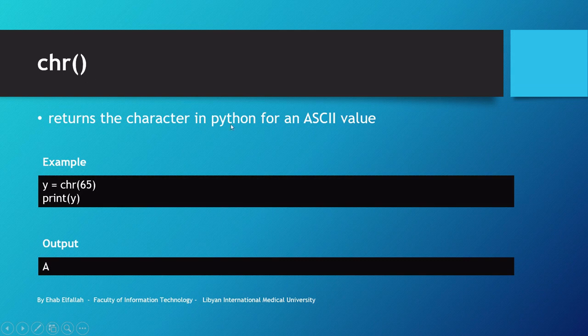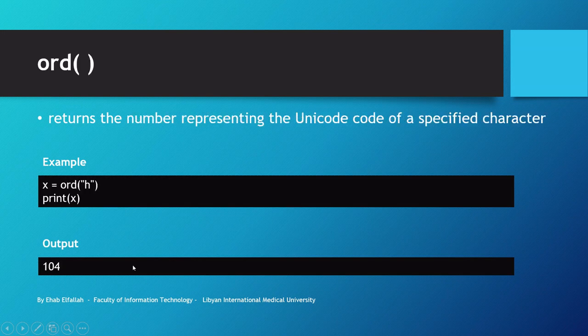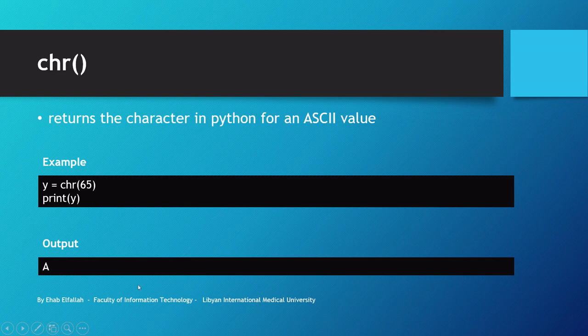chr is the opposite of the function ord. It will receive the ASCII code as input, and it will return the character represented by this ASCII code. Before I told you that a is 97, a small, but A capital is 65. So A capital is 65, and I don't know which ASCII code is for H capital.